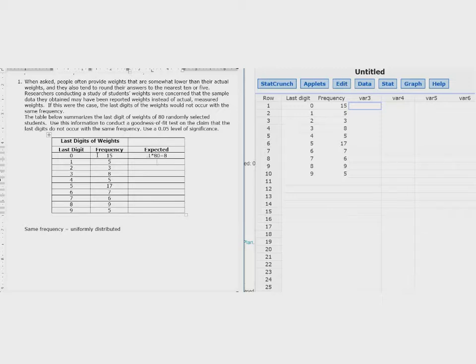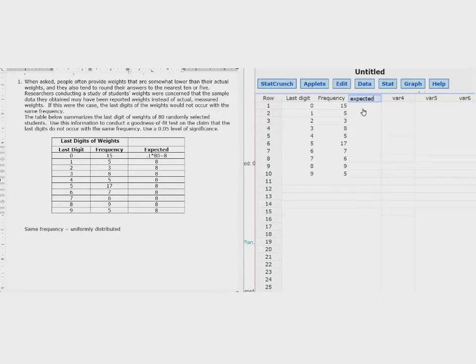And for this one, it's going to be the same for each one. Since that's what we're looking for, is that the distribution is equal with all the categories. Okay, so that's what we would put into StatCrunch for our expected values.